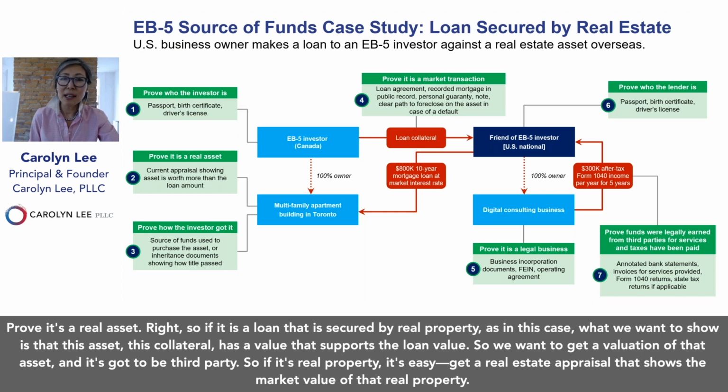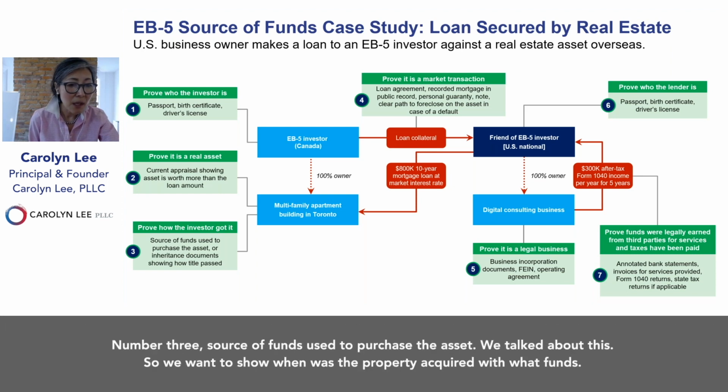If it is a loan that is secured by real property, as in this case, what we want to show is that this asset, this collateral, has a value that supports the loan value. So we want to get a valuation of that asset, and it's got to be third party. If it's real property, it's easy: get a real estate appraisal that shows the market value of that real property. Number 3, source of funds used to purchase the asset. We talked about this. We want to show when the property was acquired, and with what funds.